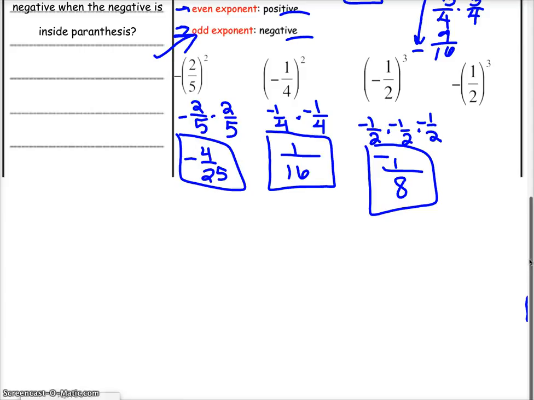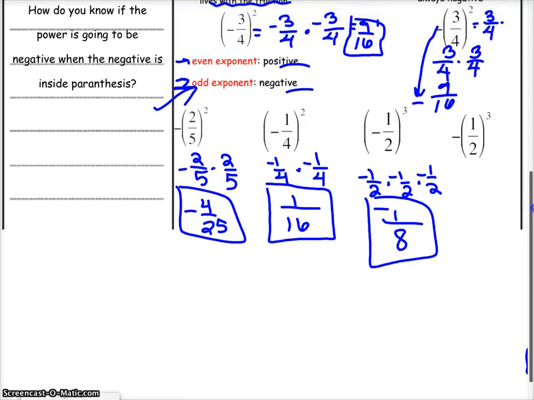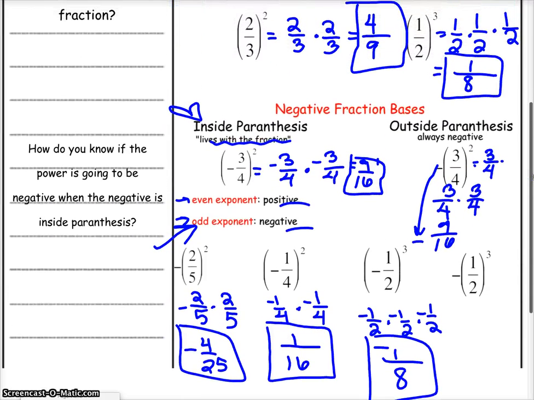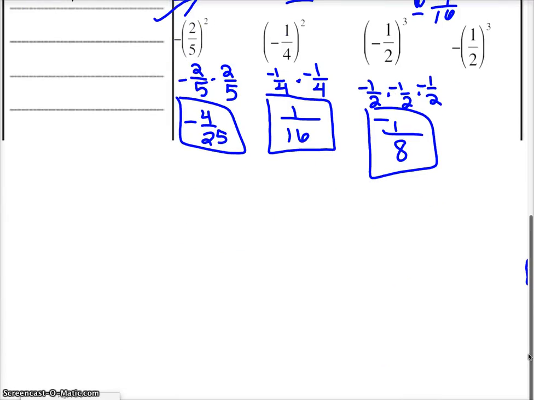Negative 1/2 cubed. It's outside, and outside means that it's always going to be negative. So 1/2 cubed, 1/2 times 1/2 times 1/2, and then I'm just going to make it negative.